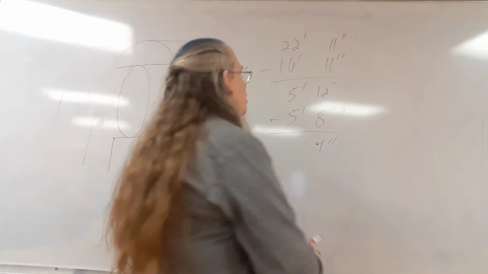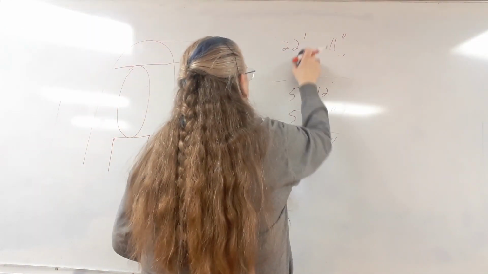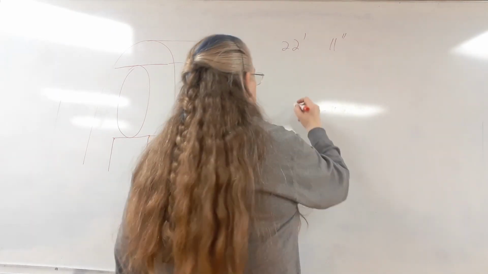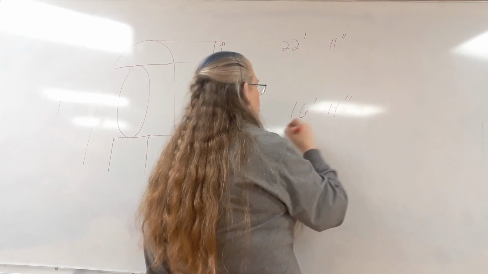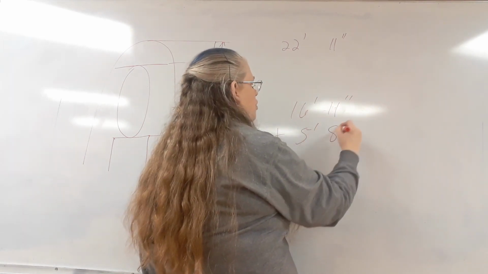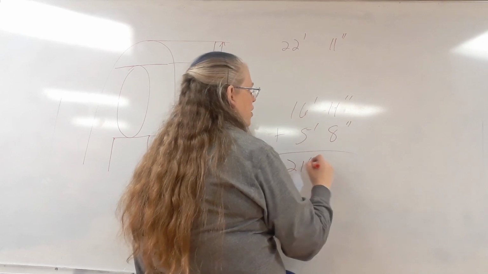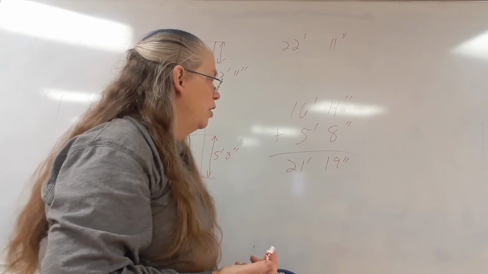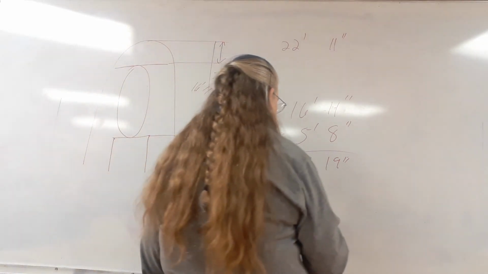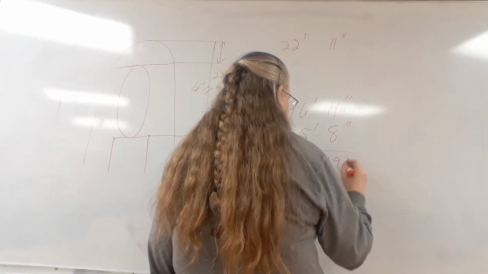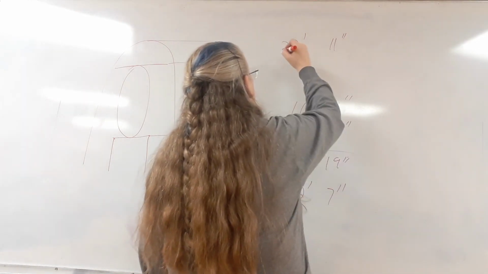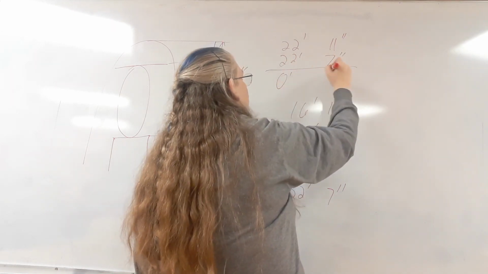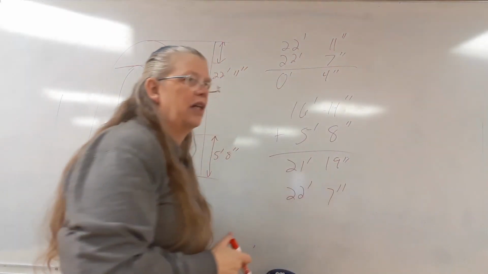If you wanted to add them together first, we can do that one too. 16 feet 11 inches plus 5 feet 8 inches gives us 21 feet 19 inches. But since 19 is bigger than 12, we want to subtract 12 off. That gives us 22 feet 7 inches. So we've got 22 feet 7 inches. 0 feet 4 inches is our answer again.